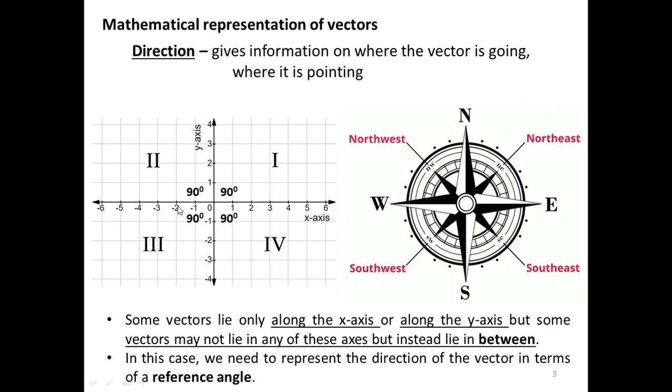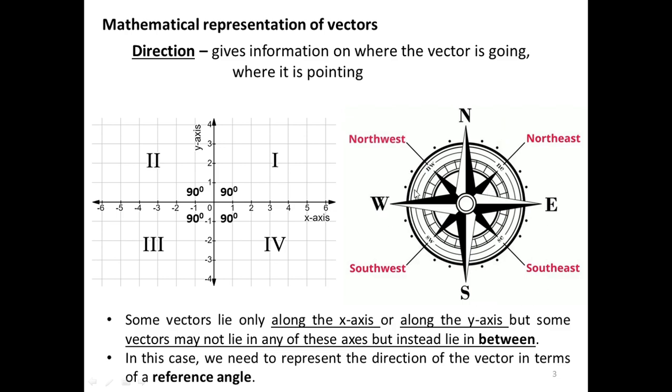And in each of these quadrants, we have a 90 degree angle. So this is 90 degrees, this is 90 degrees, this is 90 degrees, and this is 90 degrees. And again, we have another representation of direction. Instead of using the x and y axis, we can also use this. This is the typical set of directions used in navigation. So we have the east, the west, the north, and the south.